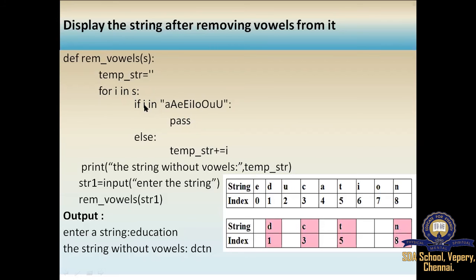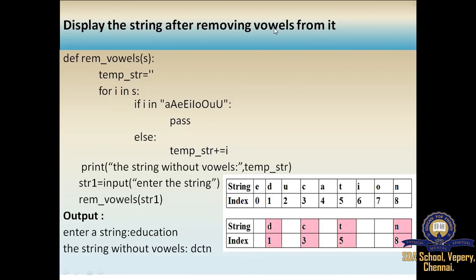What does i contain now? D. It is not a vowel. So the if becomes false. So it comes to your else part. Temp underscore str plus equal to i. What does temp str contain? A blank string. What does i contain right now? D. That will be added to your temp str variable. So this process will continue until the for loop iterates all the characters from s and stores them in your i. Then the if condition checks whether the character present in i is a vowel. If it is a vowel, it will pass. If it is not a vowel, it is going to add the remaining characters and keep them in the variable called temp str. Clear?